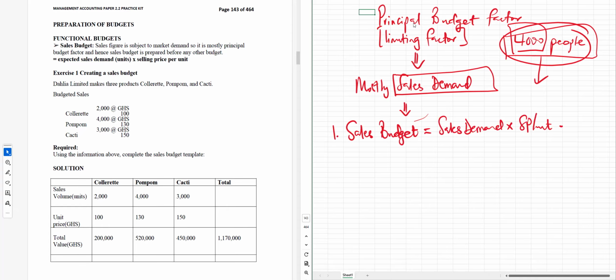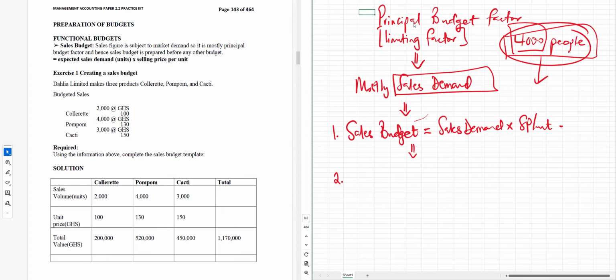And from the sales budget, or this sales demand, is born all other budgets. So from this, we can use this sales demand to get our production budget, which is our production units that we need, right? And how do we get our production budget? Now, let me explain to you.